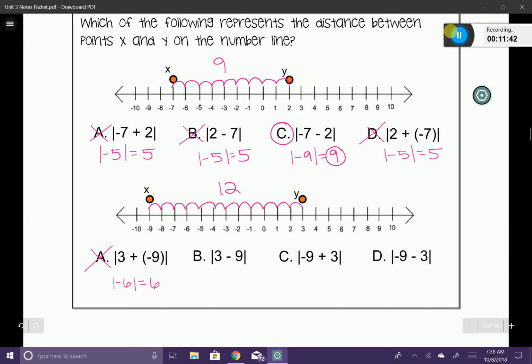3 minus 9 is the absolute value of -6 again, which is 6, and that's not correct. -9 plus 3, that's going to give us -6 again, which is absolute value 6, which is not correct. And then -9 minus 3, that's going to give us the absolute value of -12, which is going to give us a positive 12 as my answer, making D the same number of spaces as the given problem on the number line. All right, that brings us to the end of our lesson on absolute value.